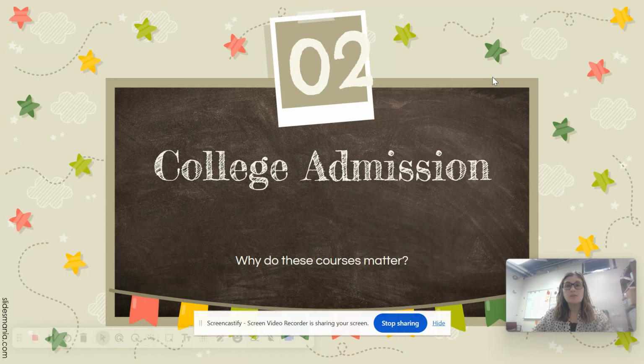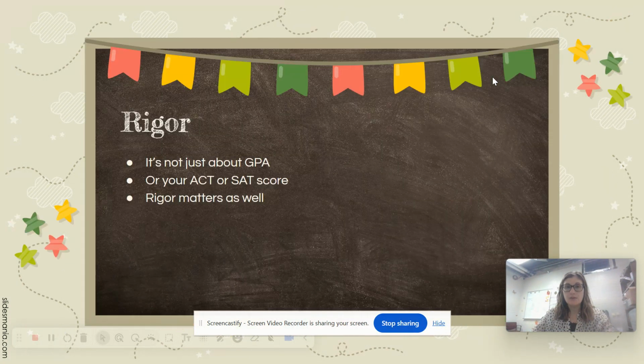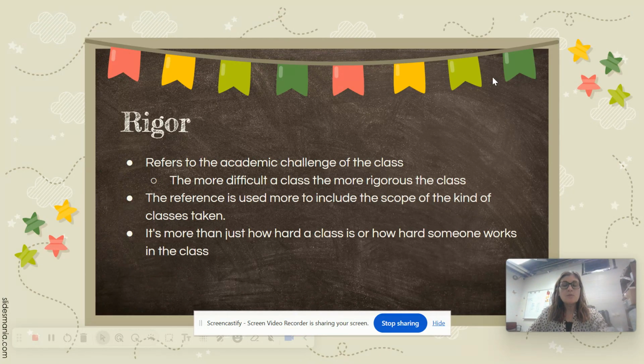Okay, next we're going to talk about college admission and sort of loop in why these different types of courses matter, why rigor matters. So rigor, it's not just about your GPA, it's not just about your ACT score, rigor matters as well. When we talked about this with the kids, we talked about how college admissions looks at more than just GPA or ACT. And rigor actually refers to the academic challenge of classes, not just one class or 2 classes, but your schedule as a whole, and how rigorous it is.